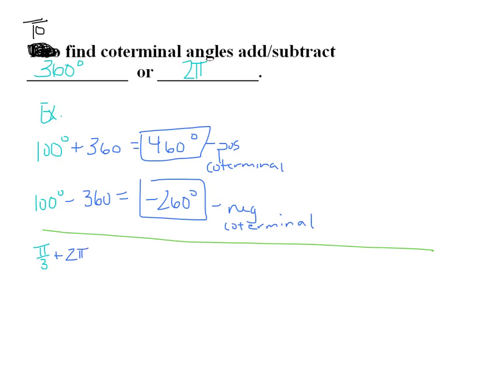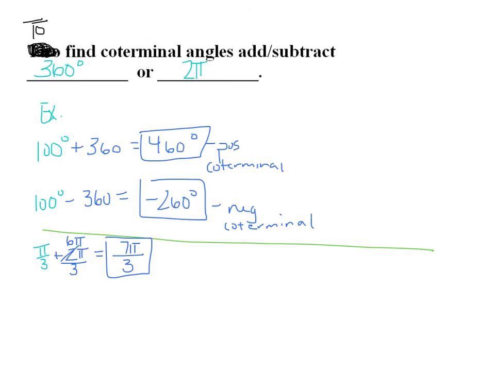Now remember, to add or subtract fractions, we have to get a common denominator. So my common denominator is a 3, so that 2 pi is going to become 6 pi. And then if we add the numerators together, I'm going to get 7 pi over 3. So 7 pi over 3 is my positive coterminal angle.